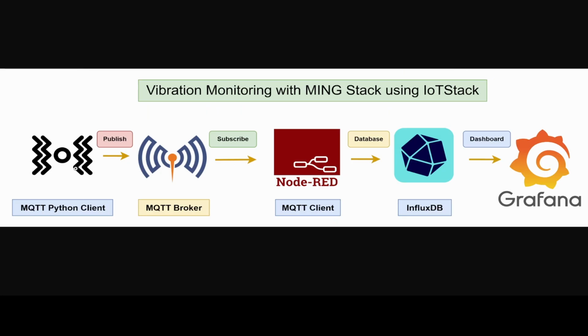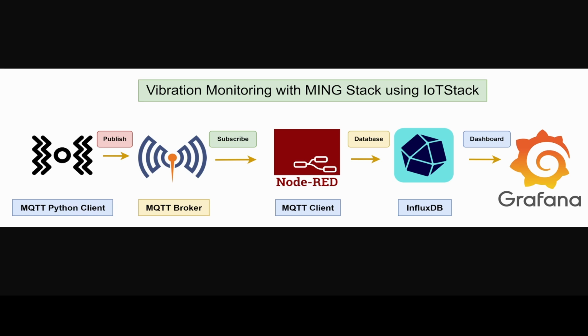We are going to simulate a vibration sensor using a Python program and send MQTT messages to the MQTT broker. Then the MQTT client will subscribe to the topic in which the vibration sensor data is available, and Node-RED will then store the data in the InfluxDB database, and finally Grafana will pull that InfluxDB data to show the dashboard. So stay tuned until the end of this video to complete the project without a hiccup.